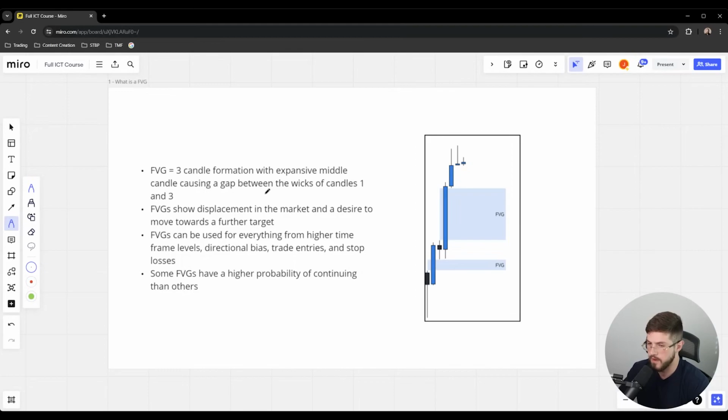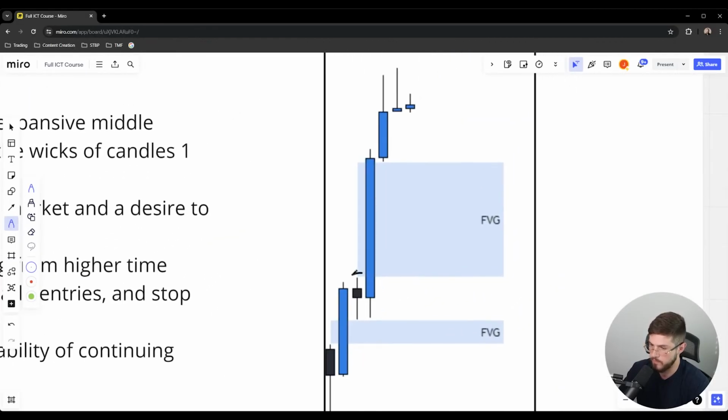First off, a fair value gap is just a 3-candle formation with an expansive middle candle causing a gap between the wicks of candle 1 and candle 3. So in this example, we'd have candle 1, right? Then we'd have candle 2 and candle 3. Now notice this middle expansive candle leaves a gap between this wick of candle 1 and this wick of candle 3. Same right here, candle 1, 2, candle 3, and there's a gap. It's just the gap that big expansion leaves.